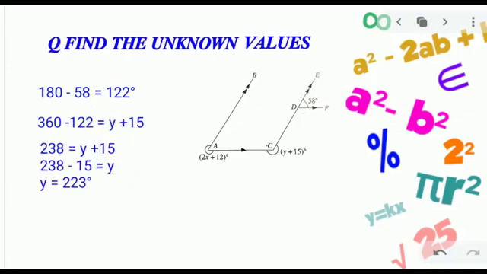So we did these steps. The first step that we took was that we subtracted 122 from 360 and we got the value 238, and then we took this 15, which is positive 15, to the other side, and we got a negative 15. We subtracted 15 from 238 and we got the answer 223, which is the value of y.